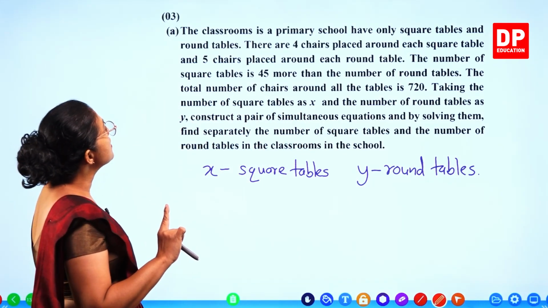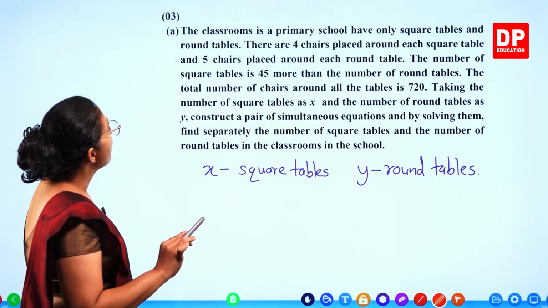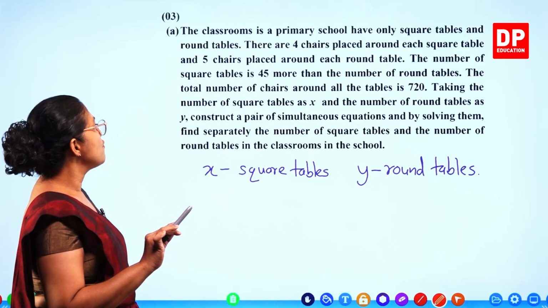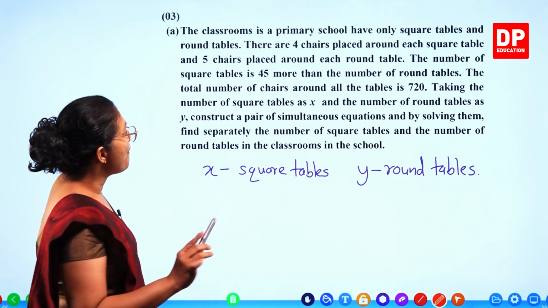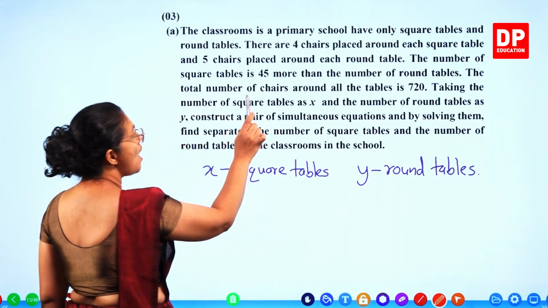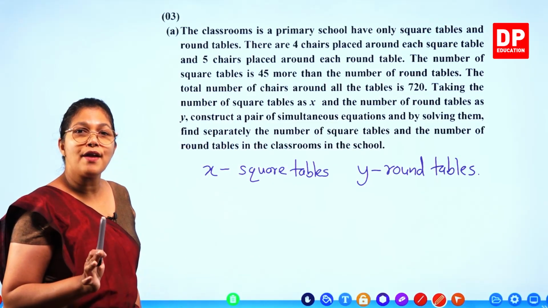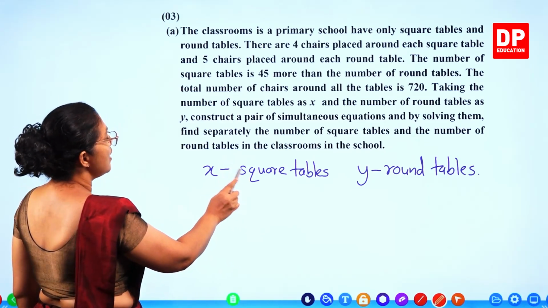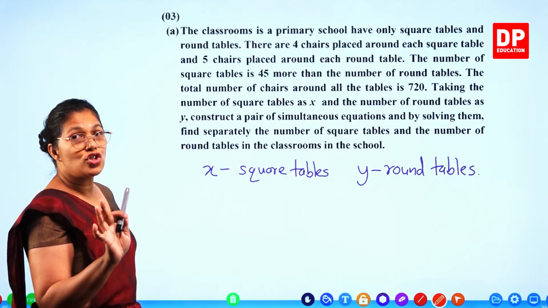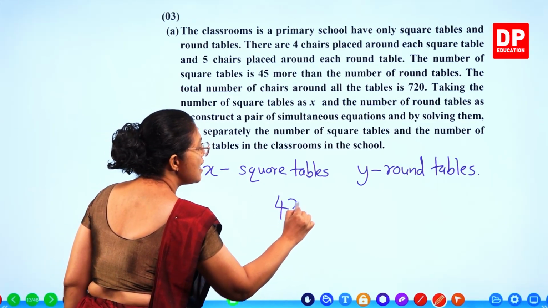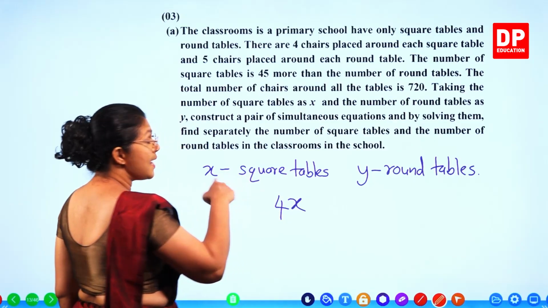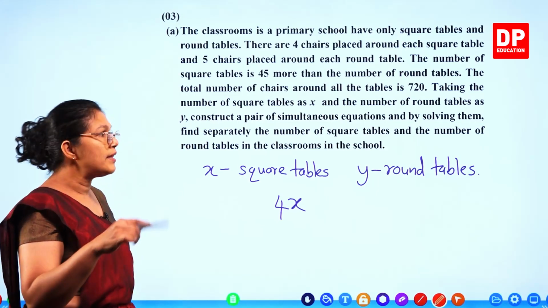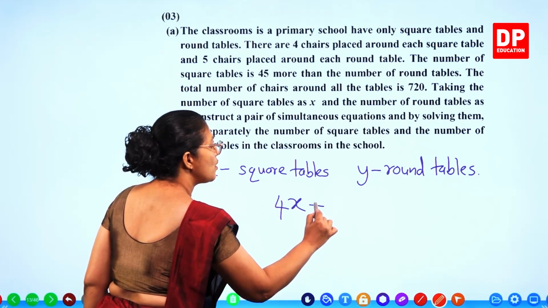Now, first part it says, there are 4 chairs placed around each square table and 5 chairs. And the total number, can you see here? The total number of chairs around all the tables is 720. So how do you construct an equation for that? For each square table, 4 chairs. 4x is the total number of chairs there, because x number of square tables are there. y number of round tables are there, each with 5 chairs. So what is the total? 5y.